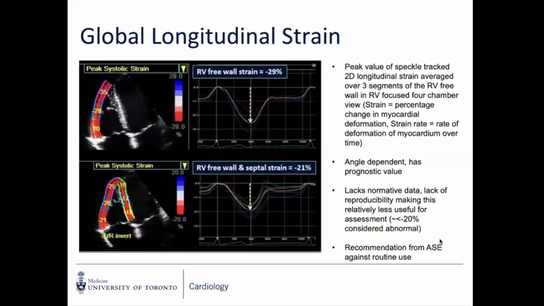Global longitudinal strain, as this is used less commonly. Again, it's not routinely recommended by the ASC. But essentially, you're looking at strain average over 3 segments.